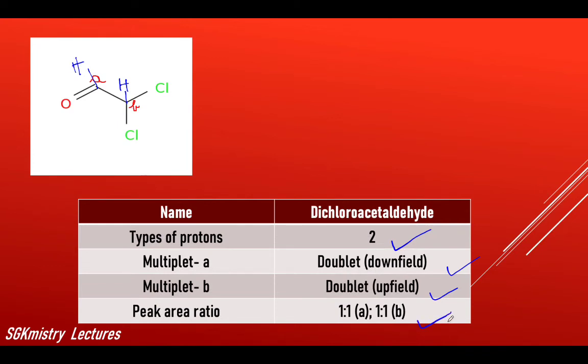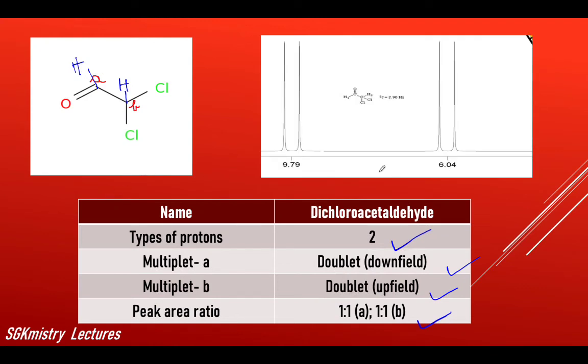Now the question is, which one will be downfield and which one will be upfield? Whenever we have this carbonyl group, the hydrogen which is connected to the carbonyl group will always be highly deshielded, because the carbonyl oxygen will pull the electrons towards itself. So because of this, it will be highly deshielded. So whenever the hydrogen is connected to the carbonyl group, it will be in the downfield region. So here we have the two signals in the NMR spectrum, that is two doublets. This is due to the carbonyl HA and this is due to HB.